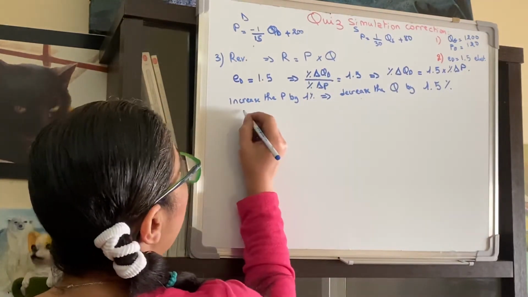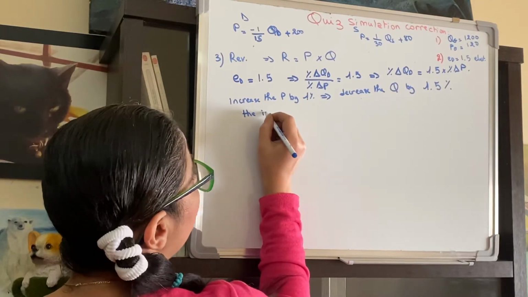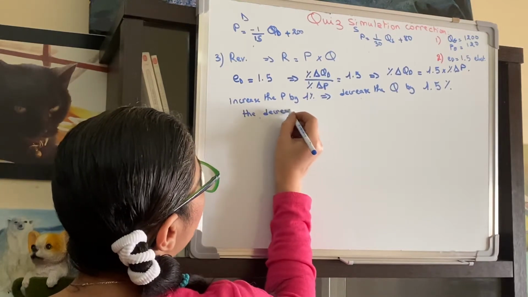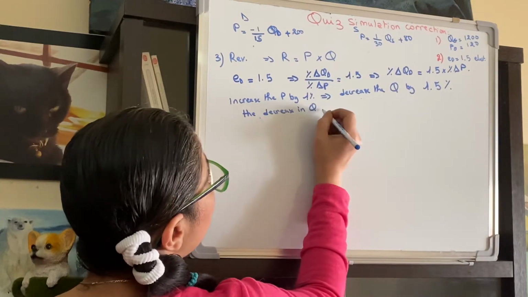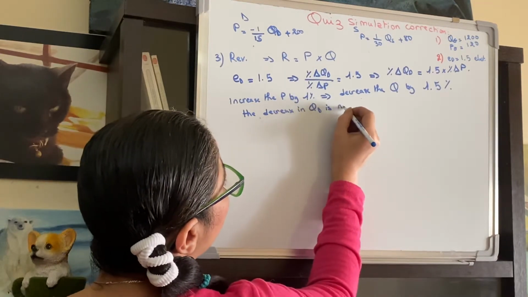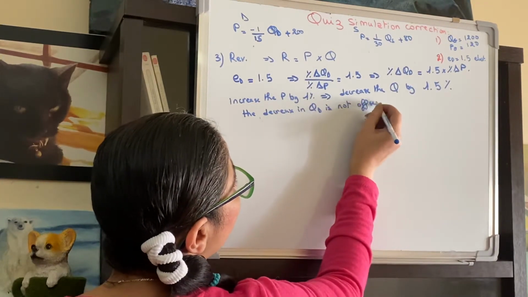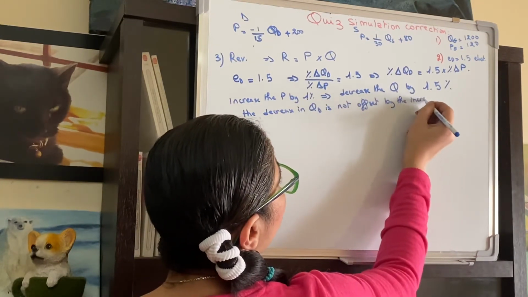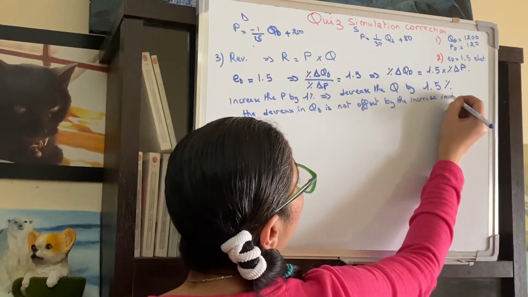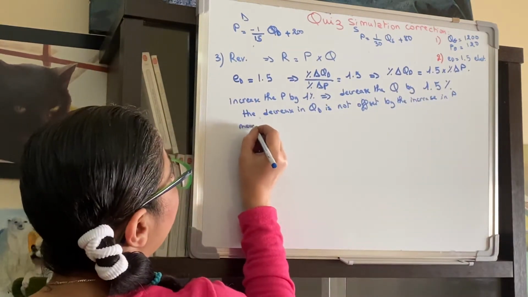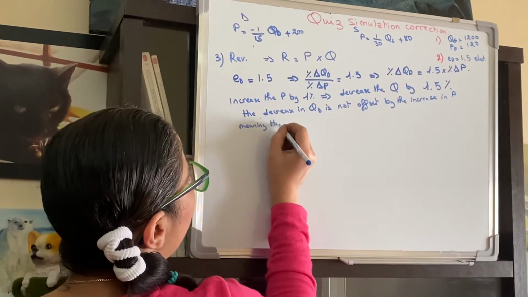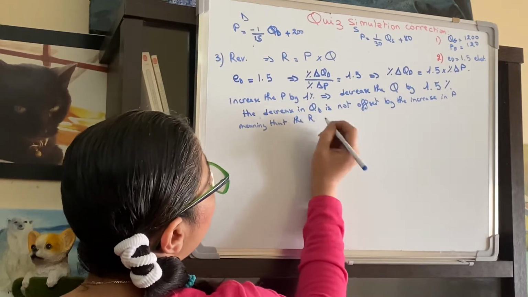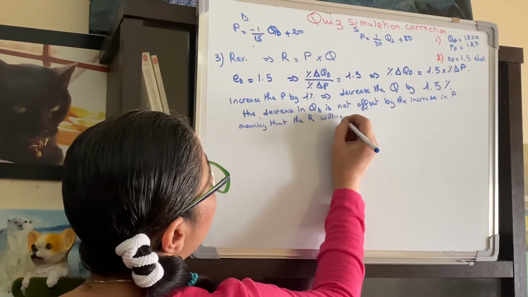So the decrease in quantity demanded is not offset by the increase in price. Meaning that the revenue will decrease.